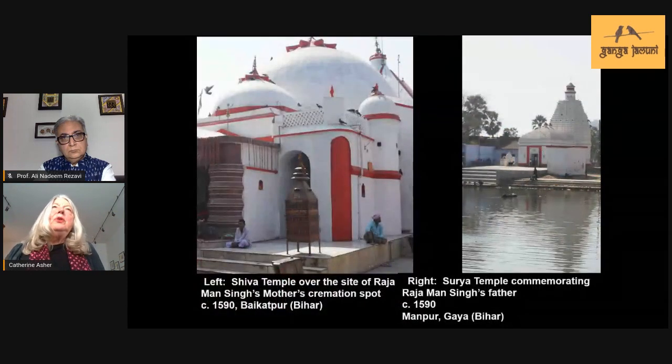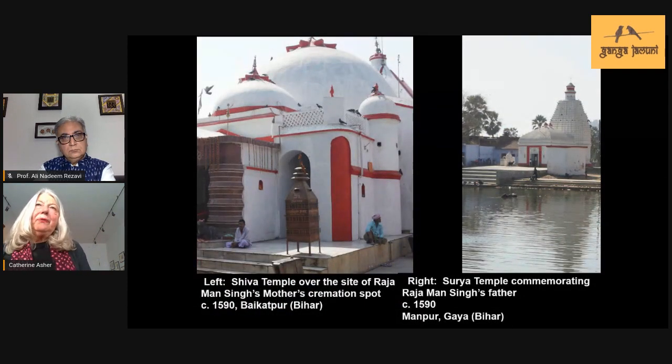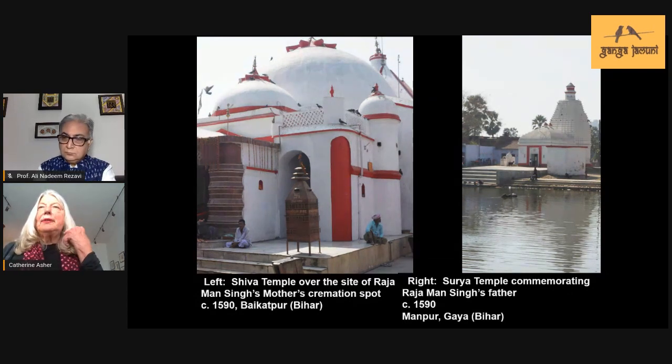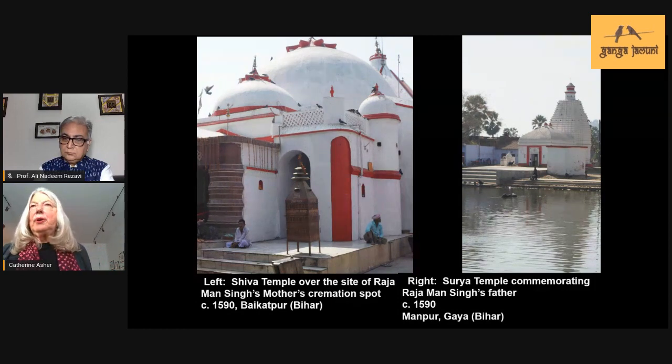While Man Singh built an enormous number of types of structures, perhaps he built more temples than anything else. A number of his temples are commemorative. One is the temple that he built over his father's, the site of Shraddha rites for his father. He built a Surya temple outside of Gaya, which of course is the place where all Shraddha rites are propitiated.